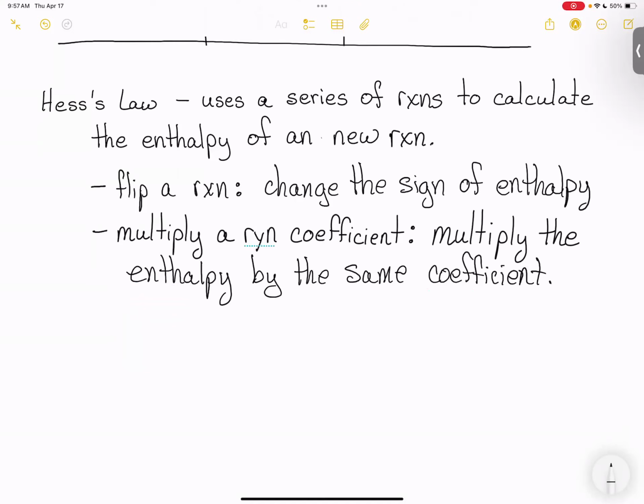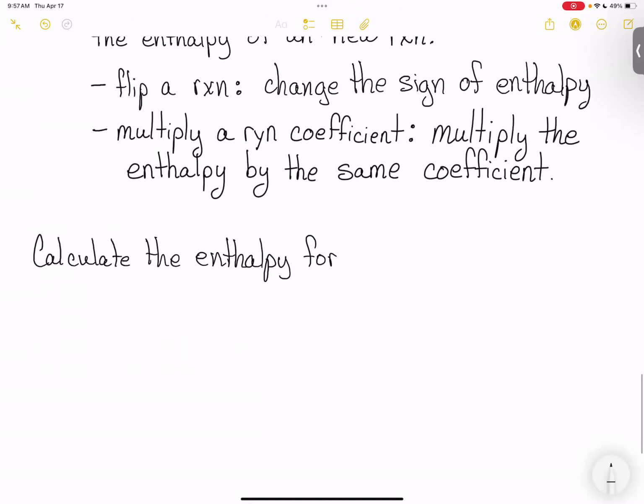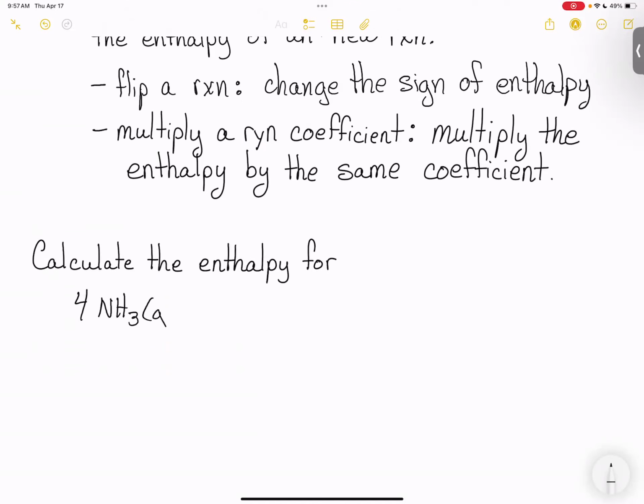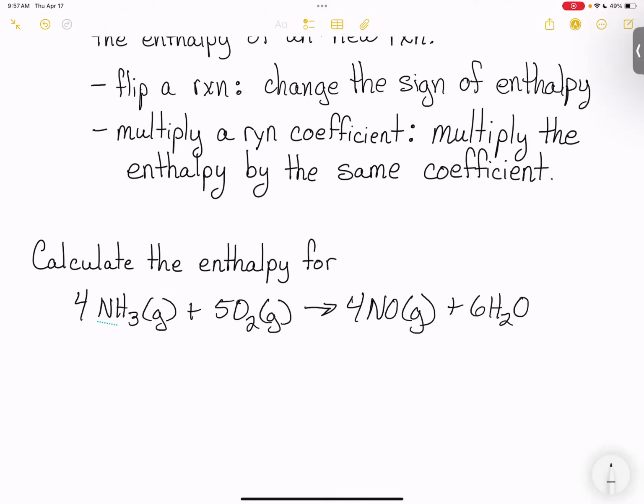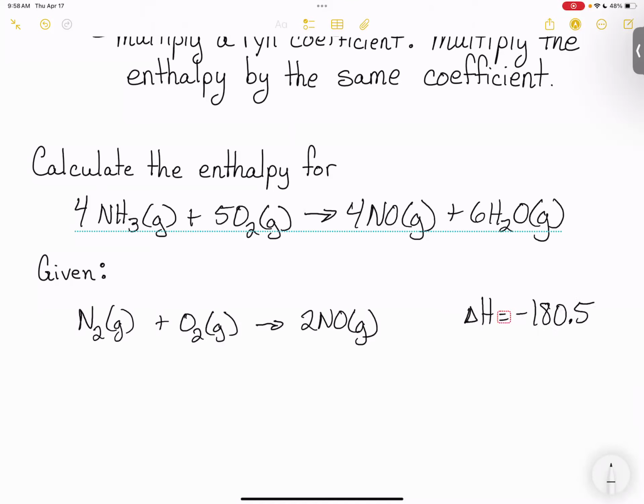So let's see Hess's law in action. Calculate the enthalpy for 4NH3 gas plus 5O2 gas goes to make 4NO gas plus 6H2O gas, given N2 gas plus O2 gas goes to form 2NO gas with a delta H equal to negative 180.5 kilojoules per mole.